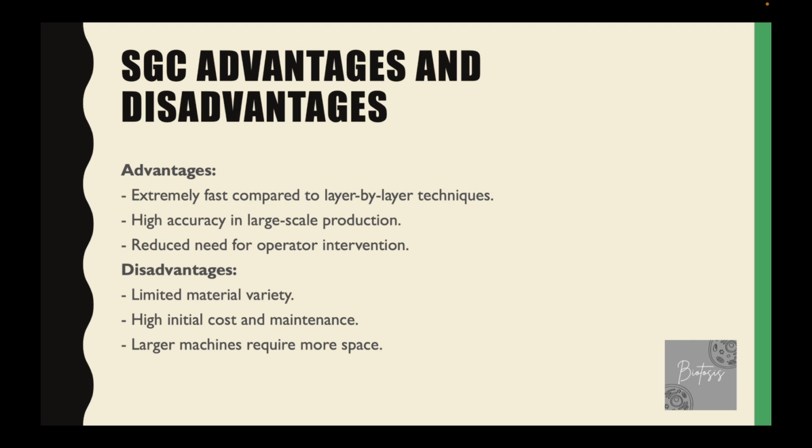Now, disadvantages are limited material variety. You cannot change the material, and the material variety is not as diverse. There is a high initial cost of maintenance, and larger machines require more space, right? Because we are doing larger production, the machines are going to be comparatively larger than what we want to create. So those spaces and those machines require maintenance as well, right? So that is what is happening.